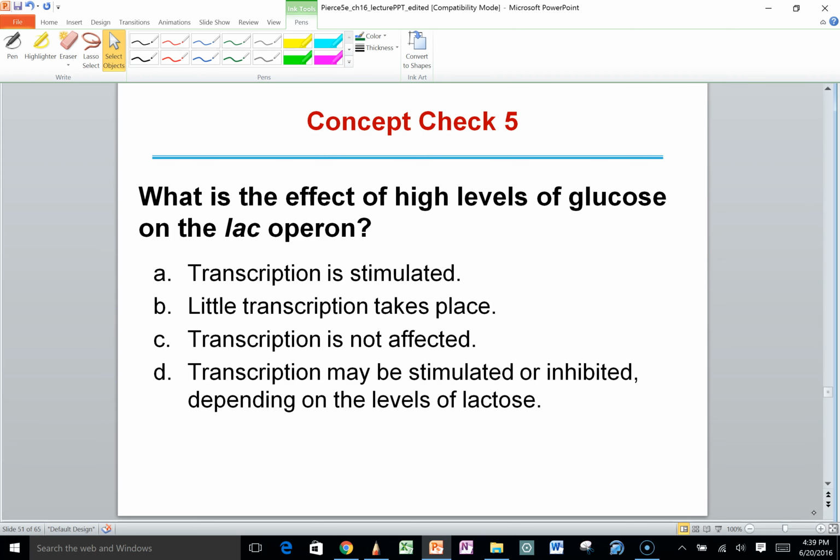What is the effect of high levels of glucose on the lac operon? High levels of glucose: very little transcription. You might be able to get a little bit of transcription. Most of these things are not absolute.